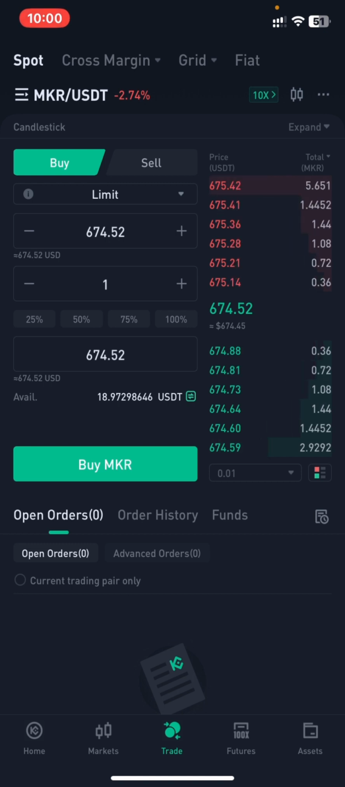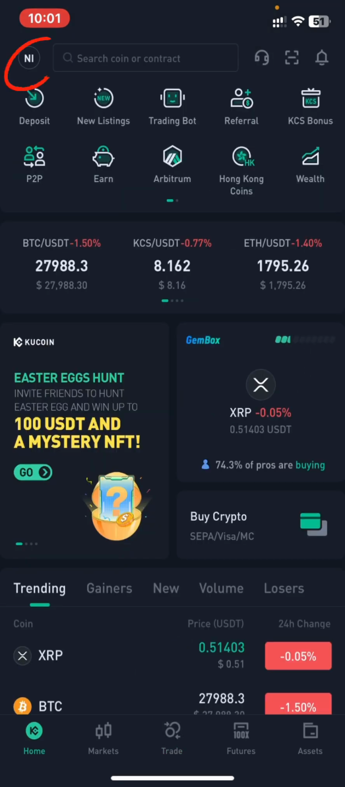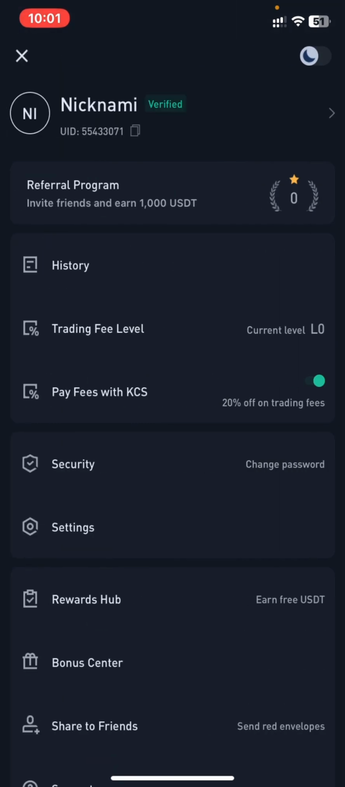And for you to not pay a lot of fees on this trade, I'm going to show you how to pay less fees on this trade with KCS. So with this kind of trading, you'll be making 4.52 cents. Then I'm going to show you how to pay less fees on this kind of trading. You have to come over here, and on this pay 20% off on trading fee. So you'll be using KCS to pay your trading fee.